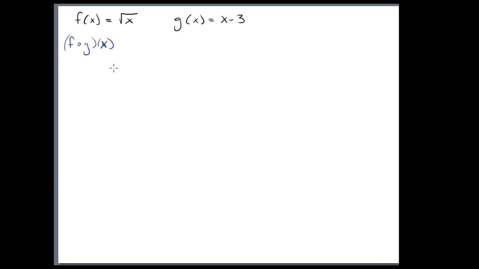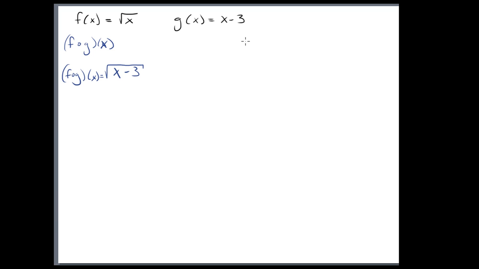In this case, g is x minus 3, and f of x says take the square root of it, so we're going to take the square root of g, and we will get f composed with g of x, the square root of the quantity x minus 3.